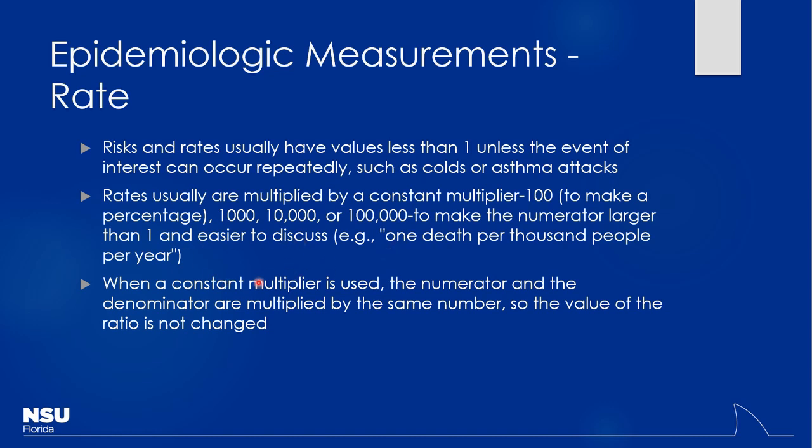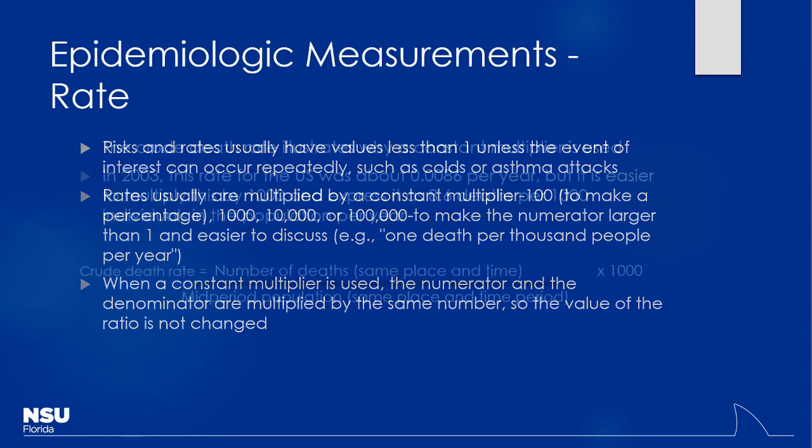And so anytime you're using a constant multiplier, you're going to multiply both the numerator and the denominator by the same number. That way the numbers stay consistent, okay? That way you don't end up getting something kind of wacky out of those values.